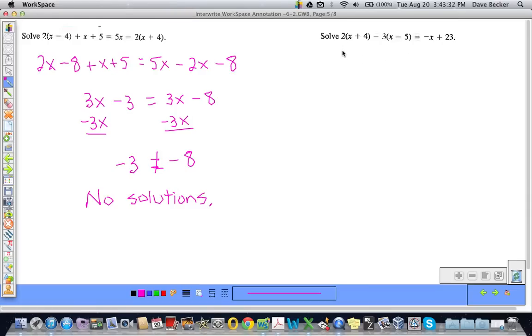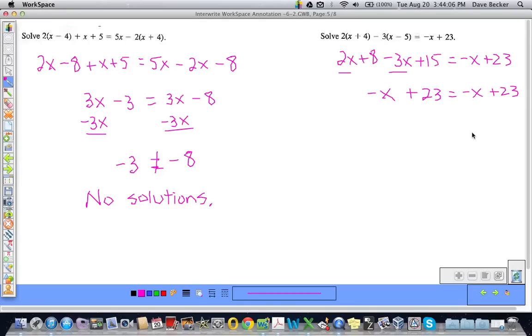Let's see, distributive property here, 2x plus 8. Let's see, 3 times x is 3x. We're subtracting, so that becomes minus 3x. 3 times minus 5 is negative 15, but we're subtracting, so that becomes plus 15 equals negative x plus 23. Let's clean her up here. 2x minus 3x is negative x. 8 and 15 is 23 equals negative x plus 23.